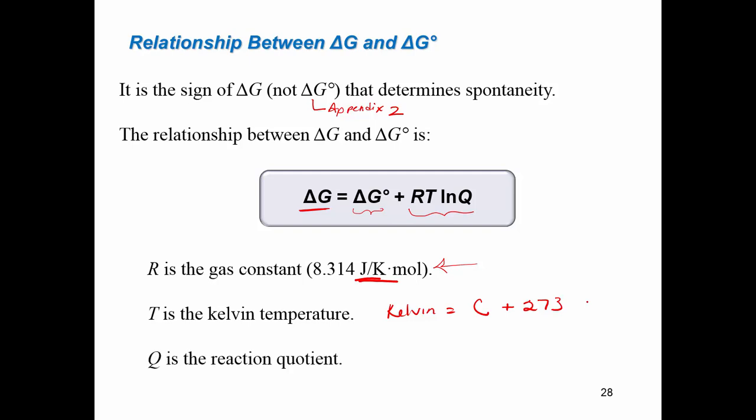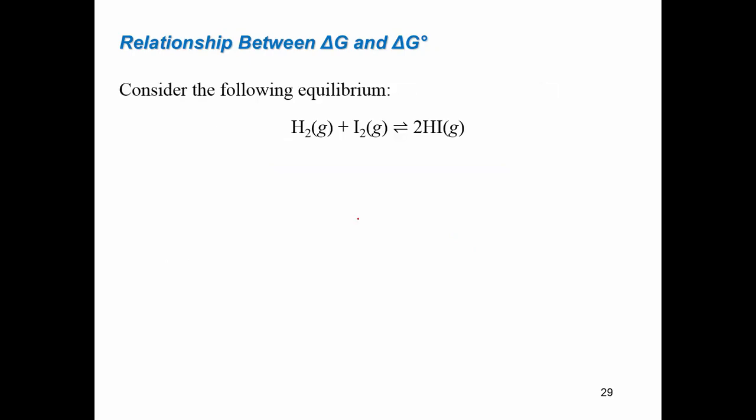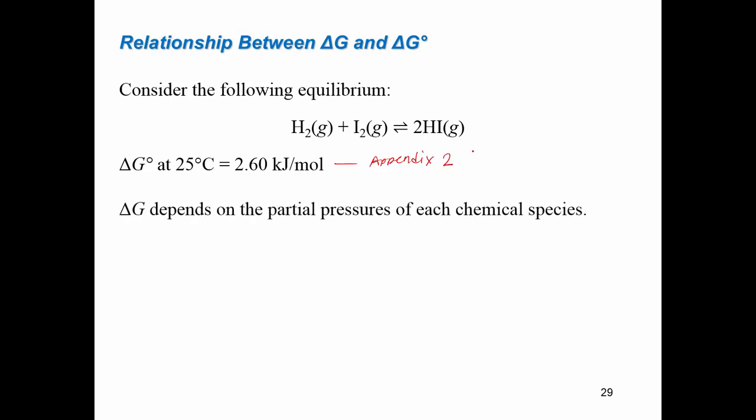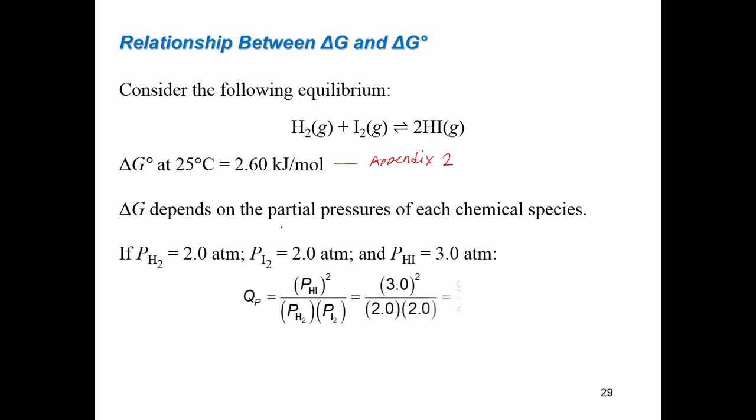Now Q is the reaction quotient, as we have been calculating in this chapter so far. If we're going to consider this particular equilibrium, the delta G naught we find to be 2.60 kilojoules per mole, and you can actually calculate that from the values in Appendix 2. Remember how to do that with last unit's information. Delta G, which is what we're going to find for spontaneity, depends on the partial pressures of each of these chemical species. So if we have these partial pressures, we can find the quotient, and the quotient here is going to be 2.25.